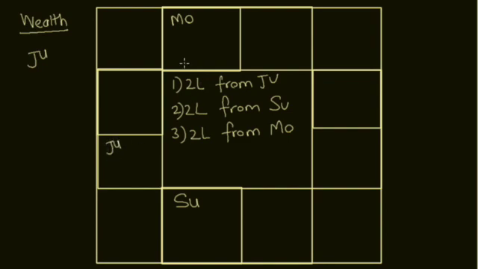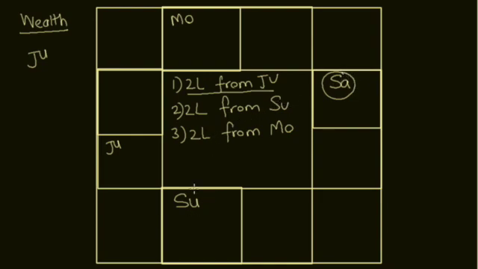Okay. So second lord from Jupiter. So Jupiter is in Capricorn. So second house from here is Aquarius, and lord of this is Saturn. Let's say Saturn is here in Cancer. So transit of Jupiter over this Saturn will bring wealth to the native.